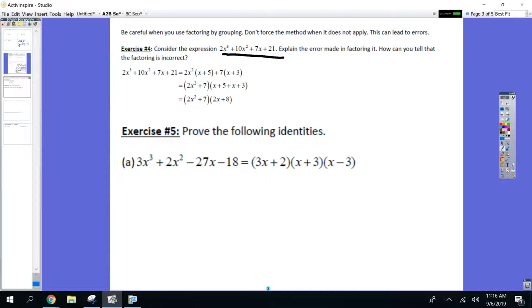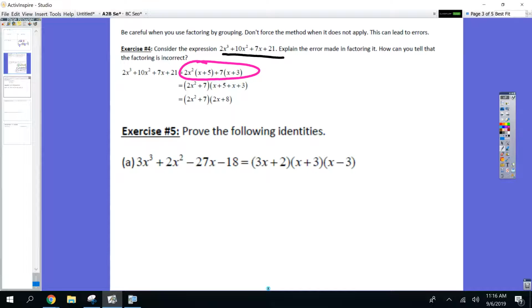Or did I make a mistake here trying to factor this by grouping? Anybody see where I made the mistake? Name again, sorry, I'll get it. Ashley. Yeah, hey, everyone, take a look at the first step here.